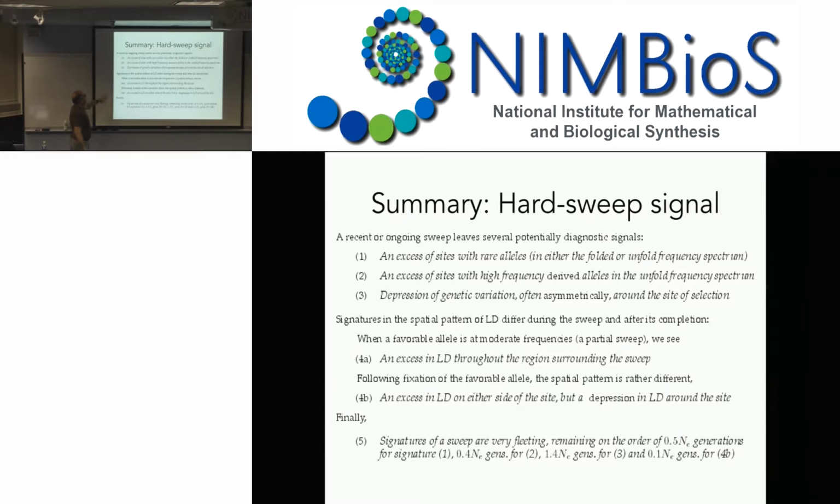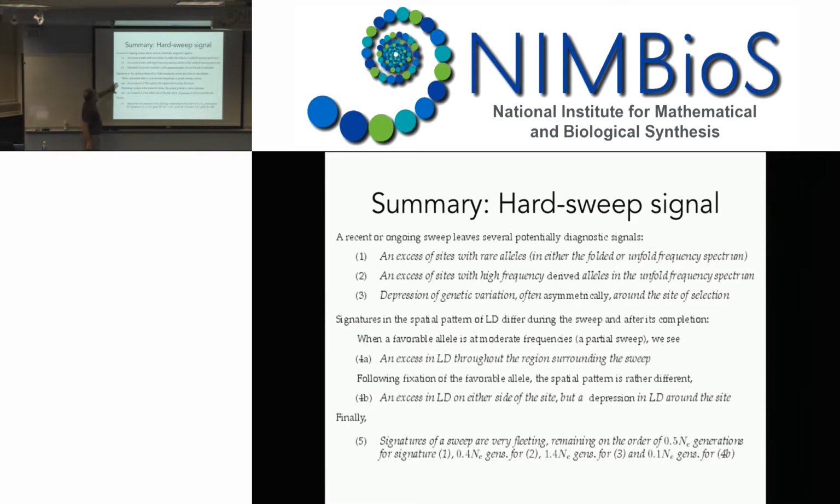So what is the summary of a hard sweep signal? An excess of sites with rare alleles in either the folded or unfolded frequency spectrum, an excess of sites with high frequency derived alleles in the unfolded spectrum, a depression of genetic variation often asymmetrically about the site. So that's what an ongoing or recent sweep looks like.